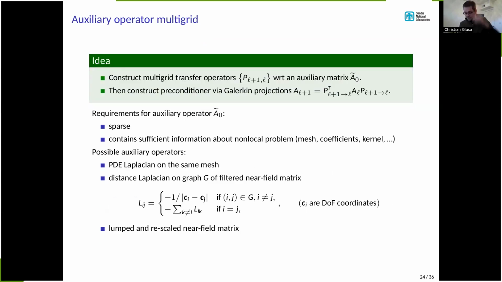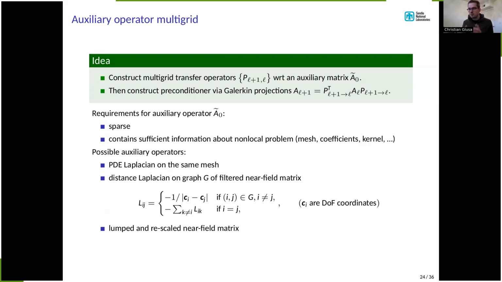All right, so we have to come up with some other idea for how we can construct an algebraic multigrid preconditioner for our non-local problem. And we make our life simple. We just say, let's assume that we have some auxiliary matrix that is sparse and that we can use to construct this hierarchy of transfer operators. Then we can construct our entire hierarchy, and then we can go back and apply these transfer operators that we just constructed to the operator that we actually care about, our non-local operator. And that's great.